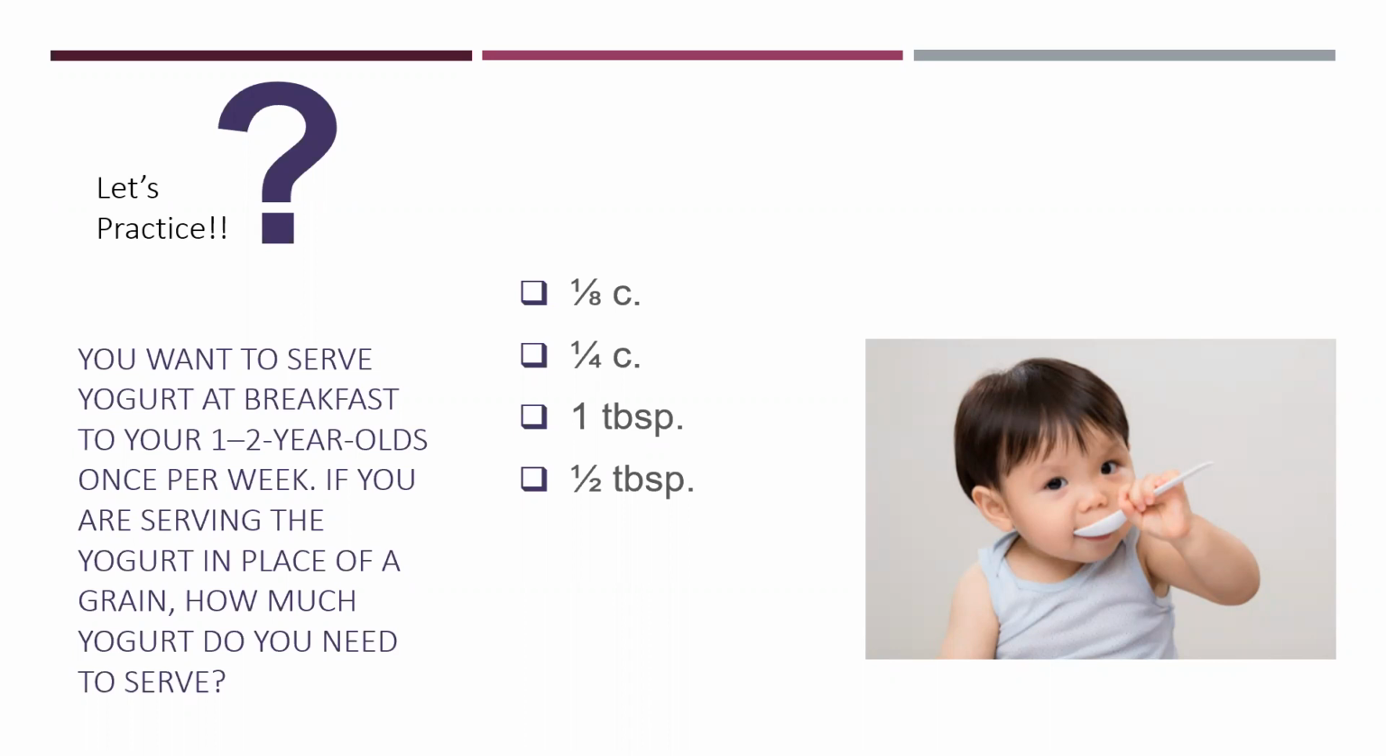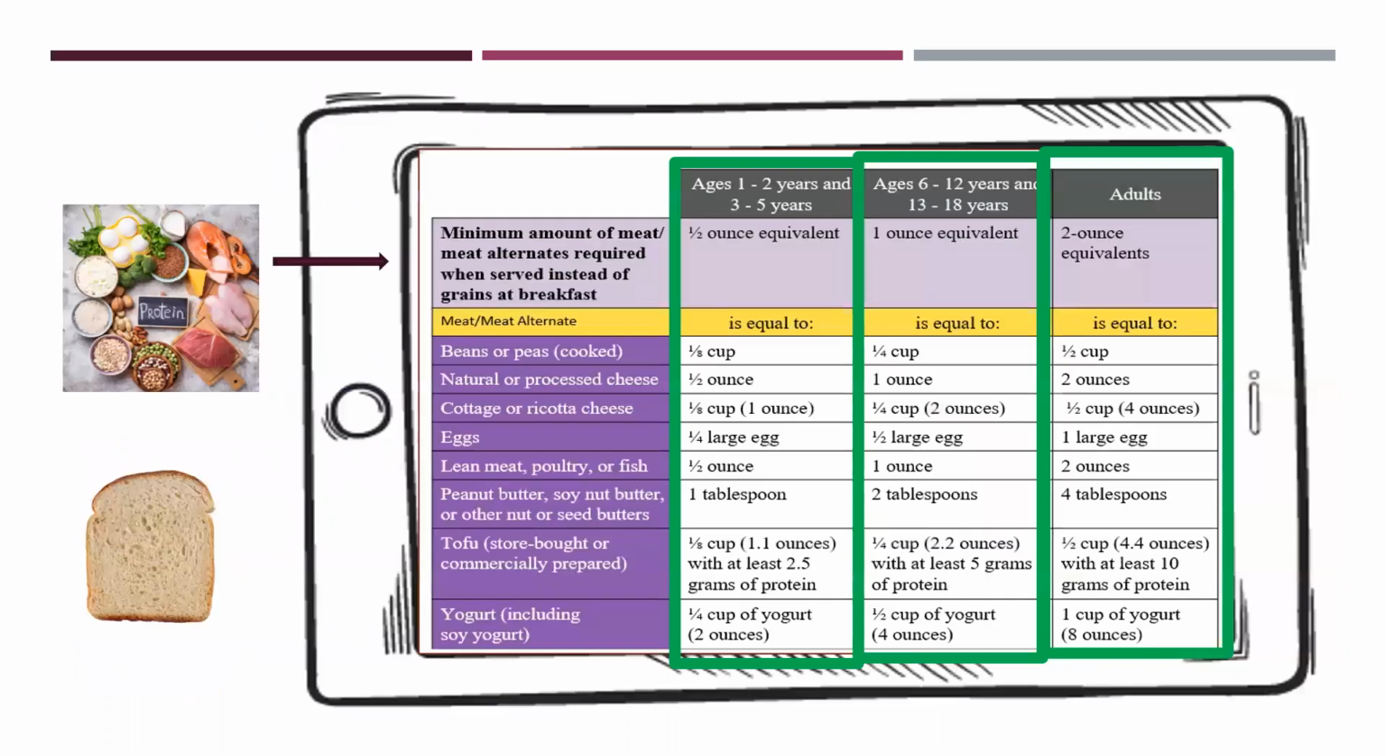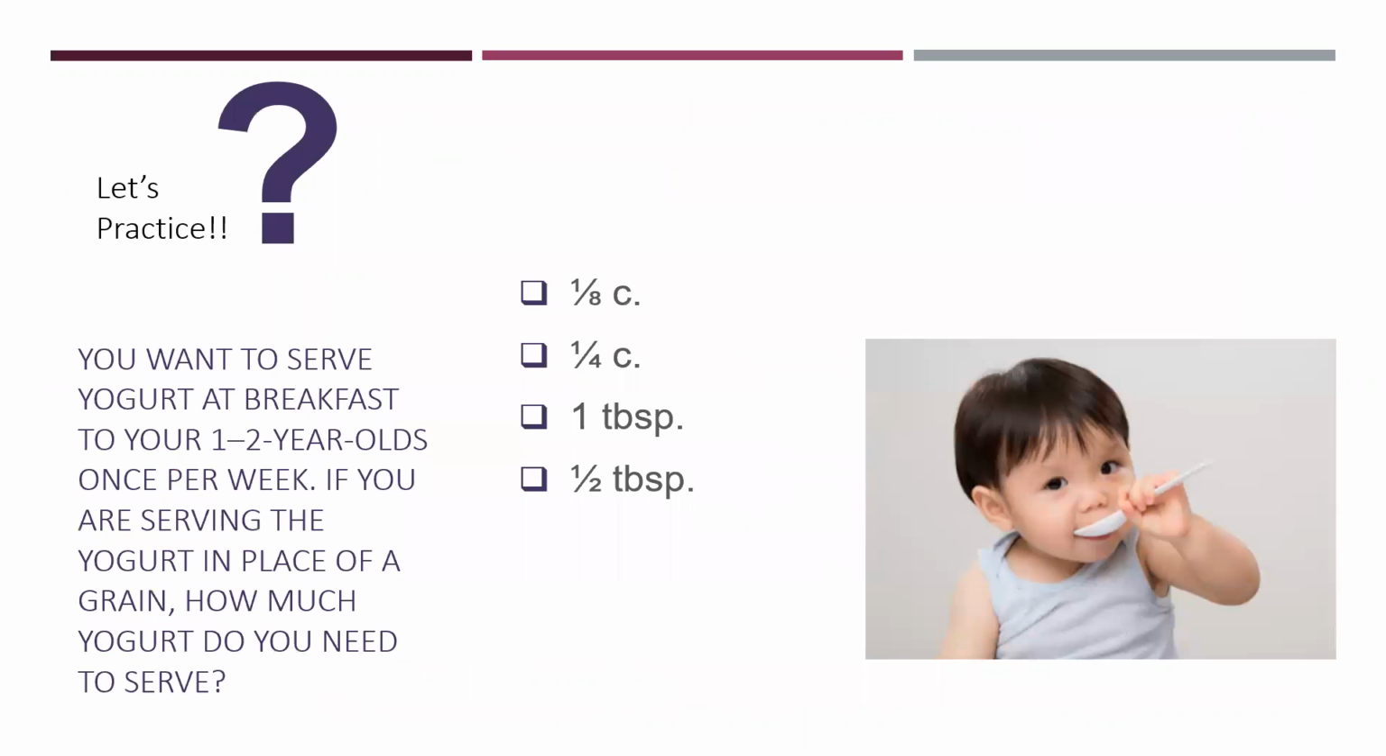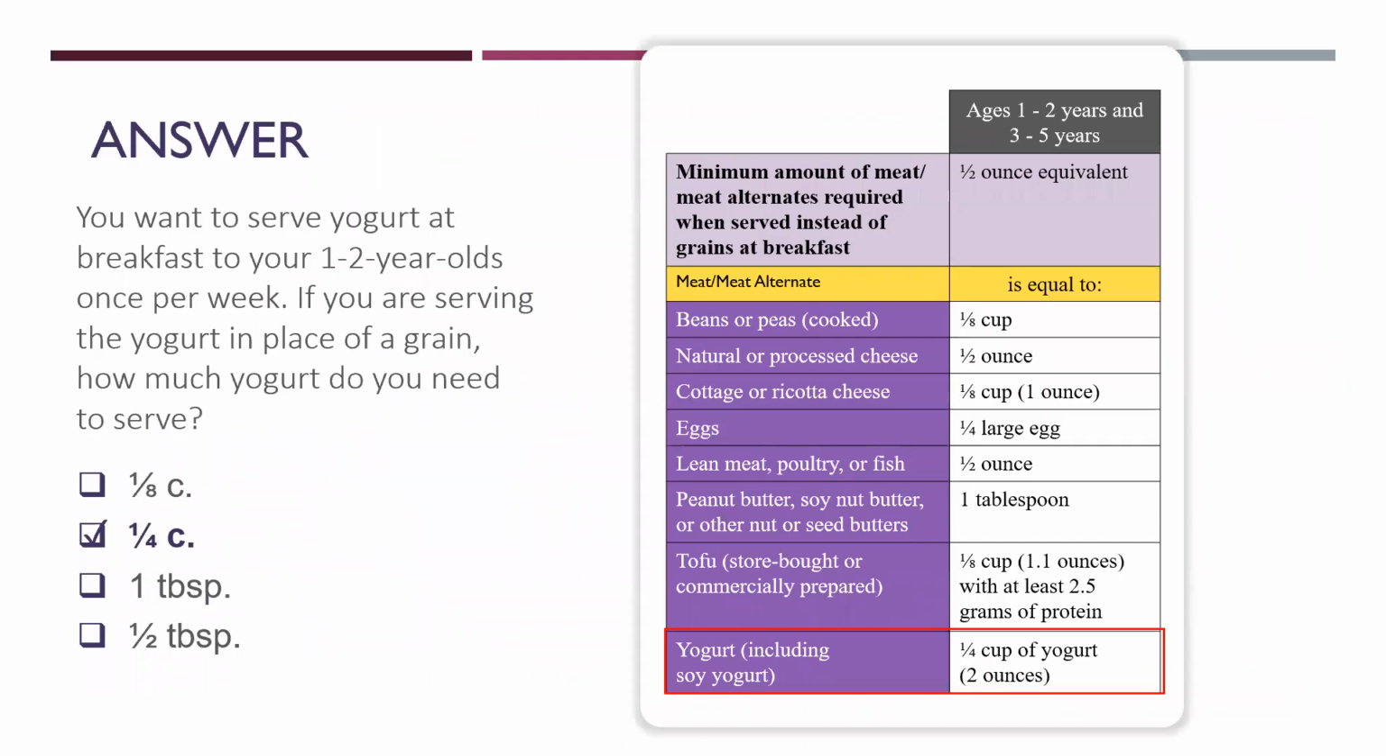We're going to look at the previous table, and you can see on this list, you're going to look under ages 1 to 2 and 3 to 5, but we're talking about 1 to 2. Then on the left-hand side, you're going to go all the way to the bottom and you're going to see yogurt, and you'll find your answer. So how much are we going to serve them? 1/4 of a cup. You need to serve at least 1/4 cup or 2 ounces of yogurt in place of a grain item.